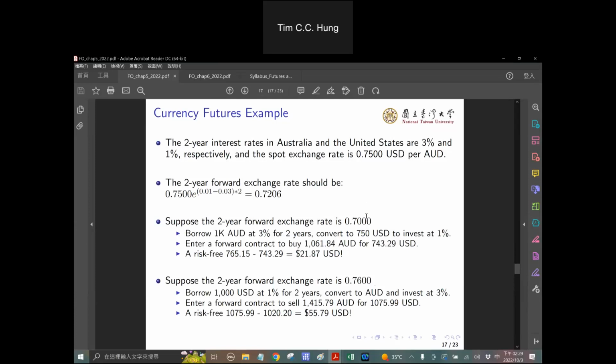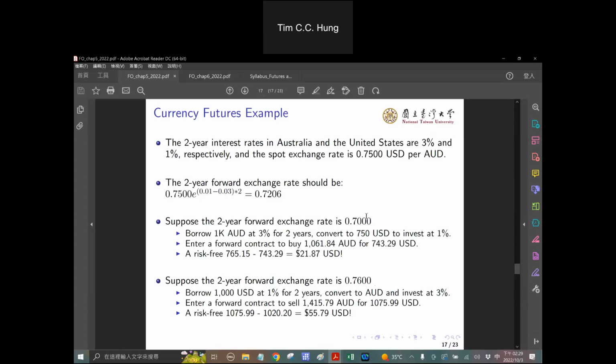And the spot exchange rate is 0.75 US dollars per Australian dollar, which means that each Australian dollar can be exchanged for 75 cents of US dollars. So we're expressing the value of Australian dollars in terms of US dollars.